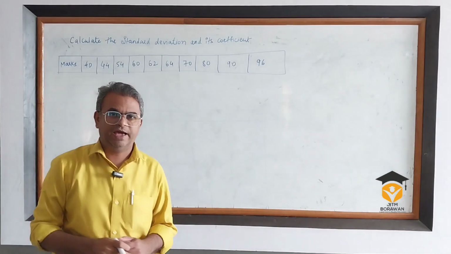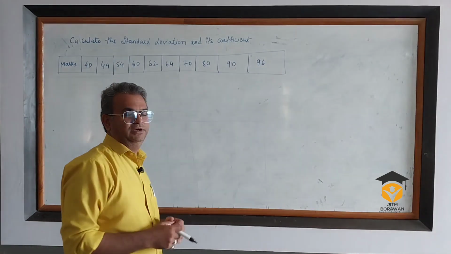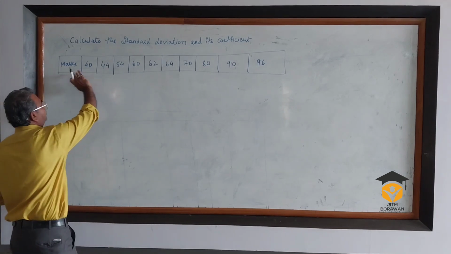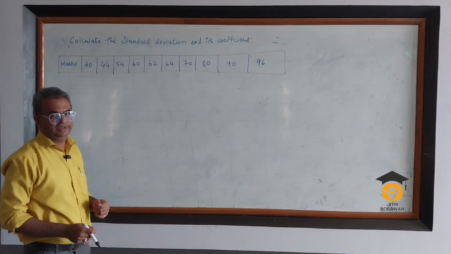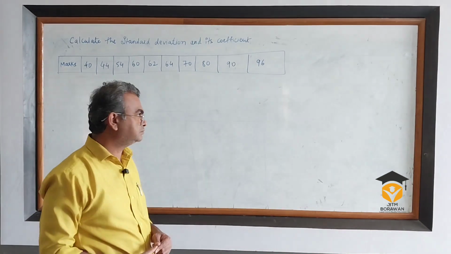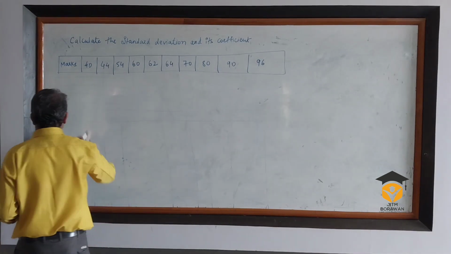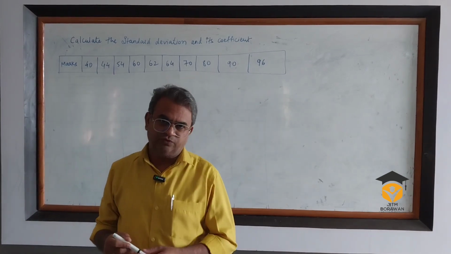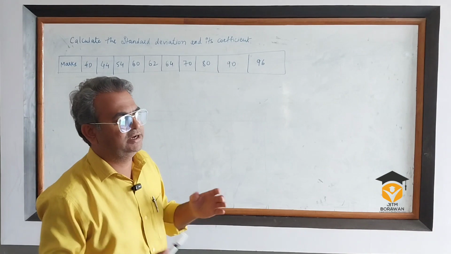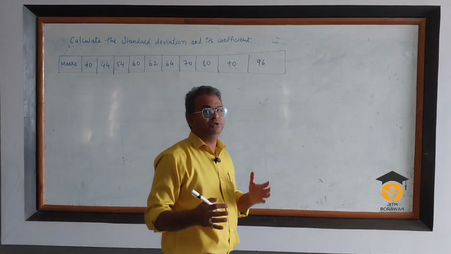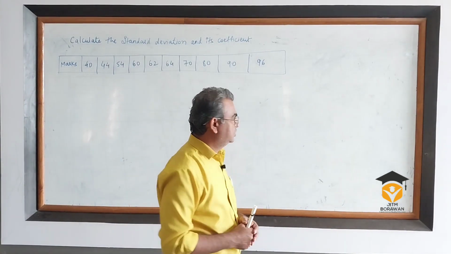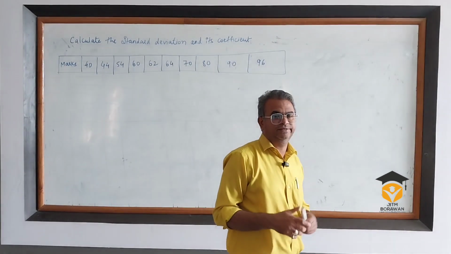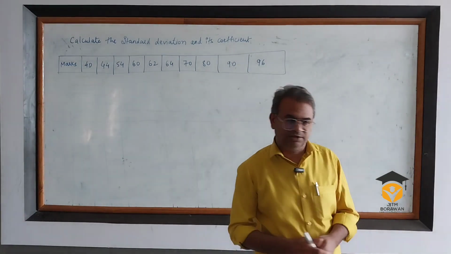So this is the data we have, and students, we can see here the variable is marks, and we have to find out the standard deviation and its coefficient. We have been given the marks only, and there is no frequency involved. So we can say that this data is individual series type data. Now I am writing the formula for standard deviation, and then accordingly we will make the table.